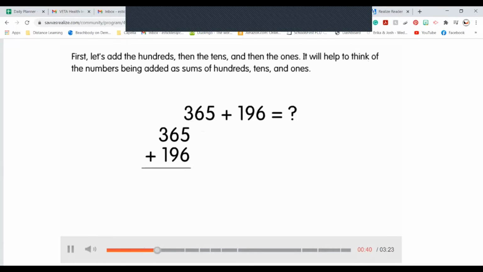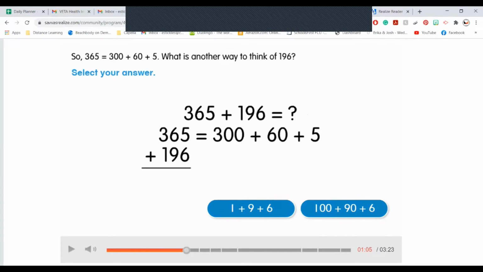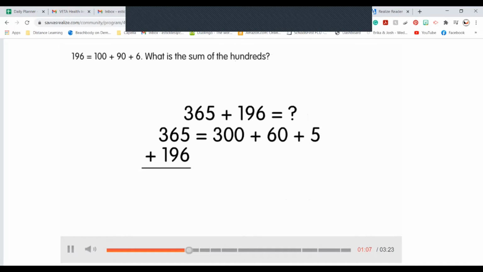First, let's add the hundreds, then the tens, and then the ones. It will help to think of the numbers being added as sums of hundreds, tens, and ones. So, 365 equals 300 plus 60 plus 5. What is another way to think of 196? We can break it down into 100 plus 90 plus 6 in expanded form. 196 equals 100 plus 90 plus 6.